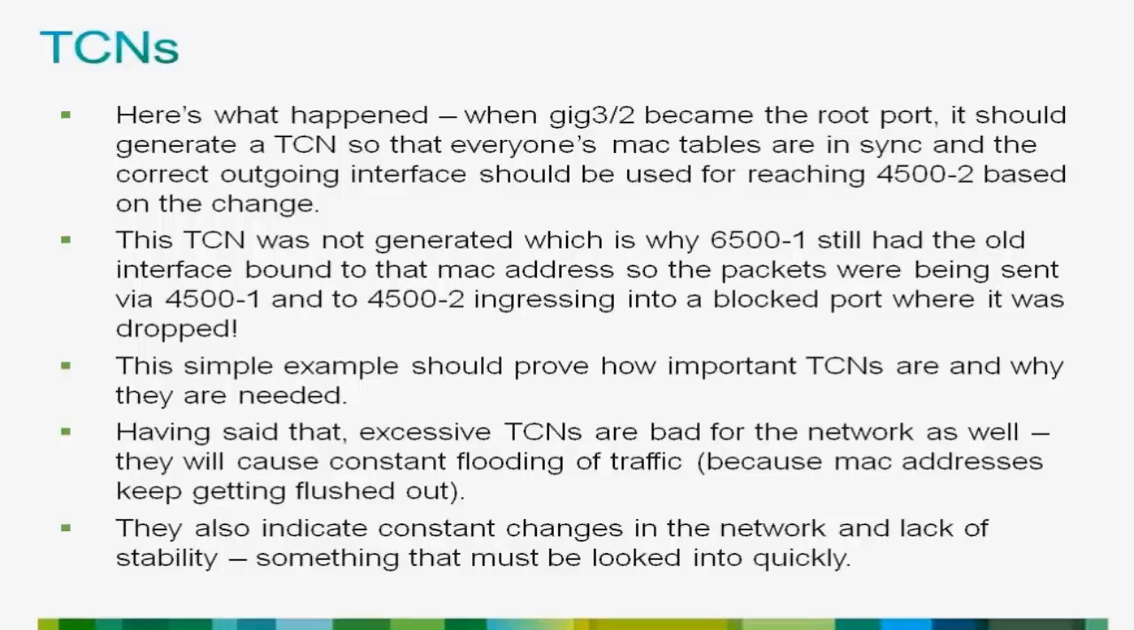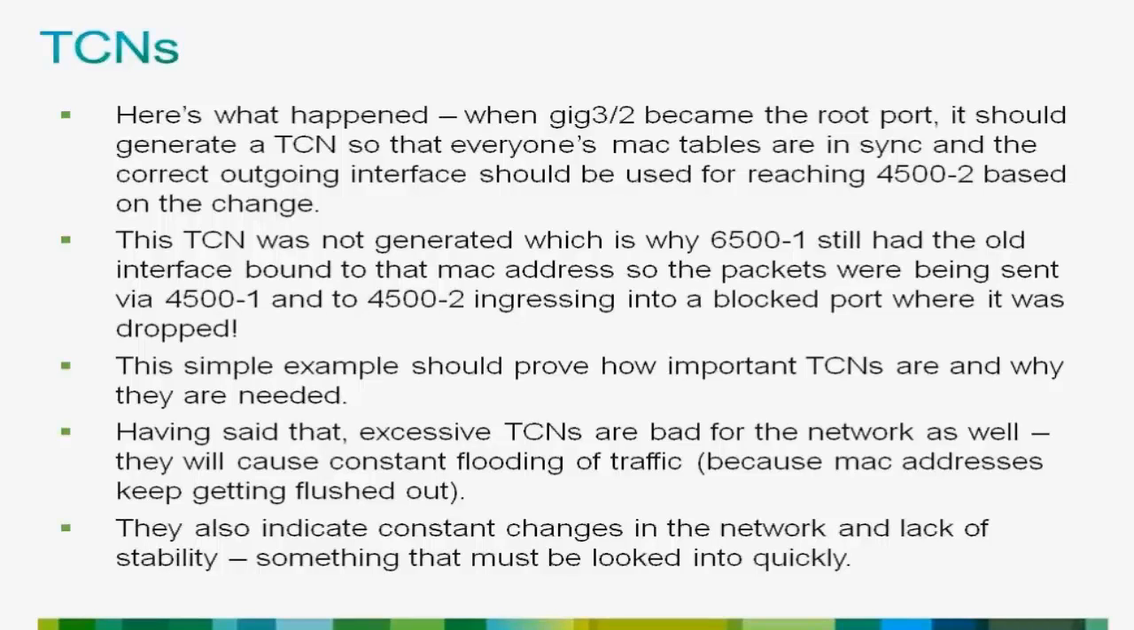So you reach a situation where your MAC addresses are constantly being flushed out, and of course if the switch gets a packet and the MAC address is no longer in its CAM table, it will unicast flood in that VLAN. So you see excessive flooding as a result of this. And of course, topology changes also indicate a lack of stability in your network, where interfaces are flapping or paths are constantly changing.